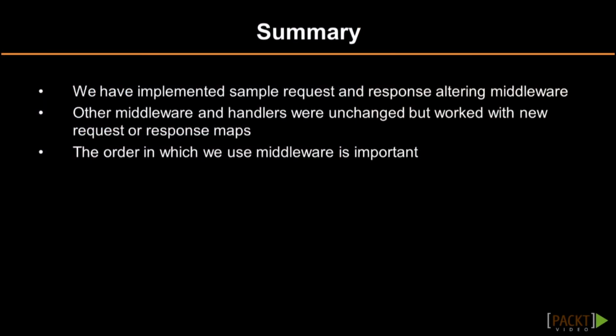We have implemented a simple middleware that has altered the request and response maps. The other middleware and request handlers stay as they were, as they are independent of each other. We have also seen that the order in which we use middleware is important. In the next video, we will connect the file serving middleware provided by Ring.